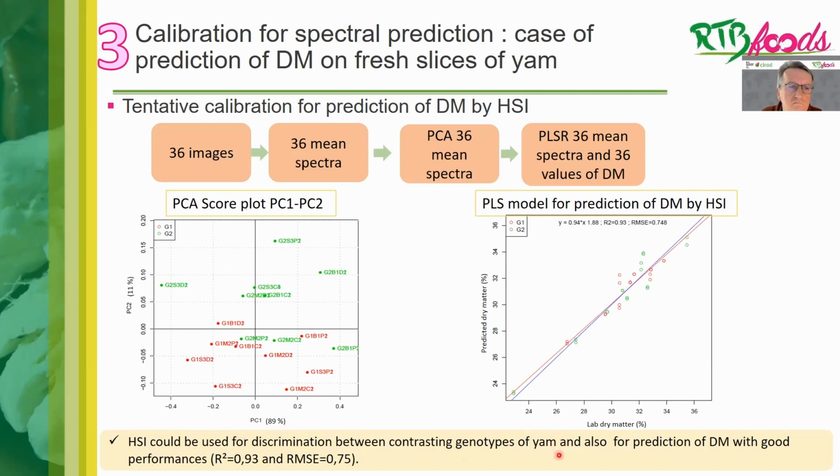From this result, we can see that hyperspectral imaging could be used for discrimination between contrasting genotypes of yam, and also for prediction of dry matter with good performance. Because we can use hyperspectral imaging to predict dry matter with good performance, we can go ahead and use more samples and more varieties and so on.